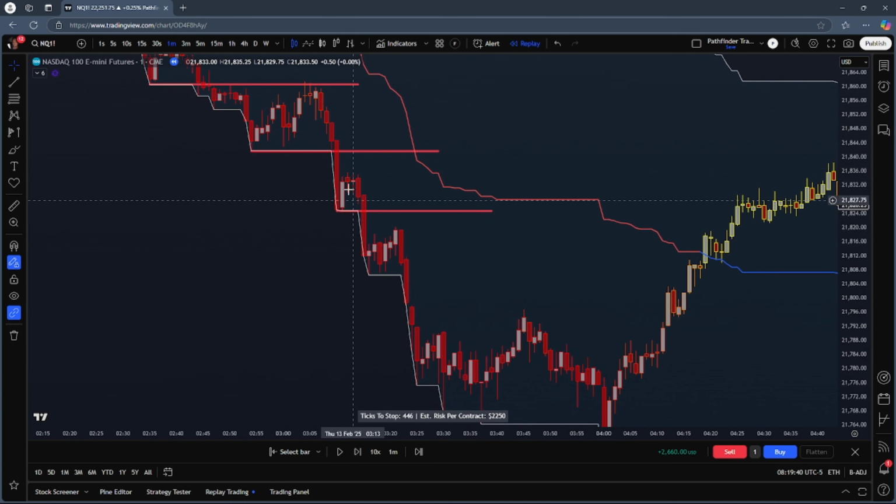And you can see when it's really strong, it doesn't even come back to it. It wicks back in here. Okay? You can skip those trades. You don't even have to take them.